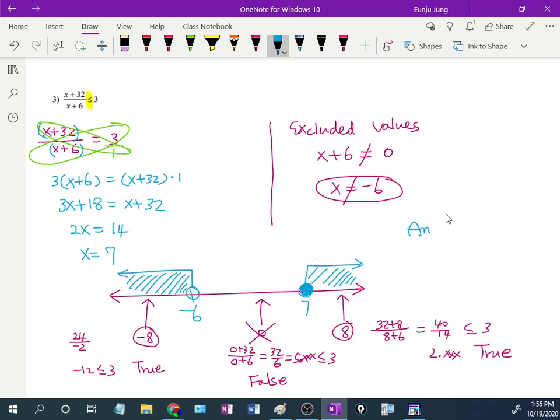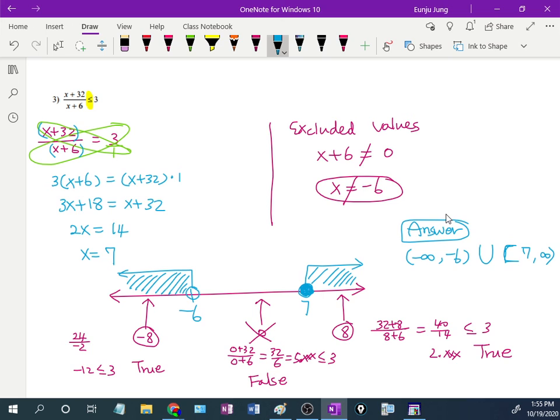So let's write the answer neatly. How do we write the answer? Parentheses, -6, comma, 7 with a closed circle means a bracket, okay? Oh, wait a minute. I have nothing here, right? Sorry. So let's do it again. -infinity to -6. I have two intervals, right? So I need to connect them with the union notation. And the other one is bracket 7 to infinity with parentheses.